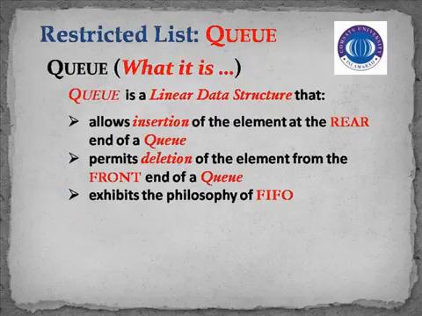Ladies and gentlemen, queue is a linear data structure that allows insertion of an element at the rear end of a queue. It also permits deletion of an element from the front end of the queue. The queue exhibits the philosophy of first in, first out, or FIFO.